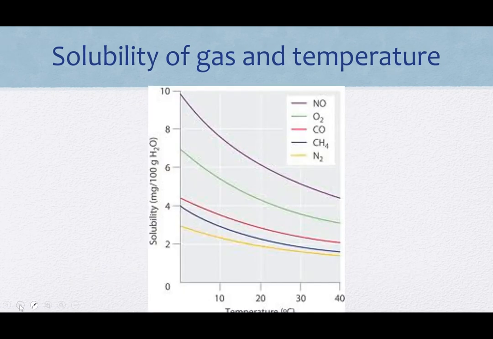Okay. Another tangible example of this, so here's a graph. Let me just quickly go over this. So again, temperature increases left to right. Solubility increases bottom to top. And what we see, these are all gases over here. What we see is as we increase temperature, the solubility of all of these gases goes down.